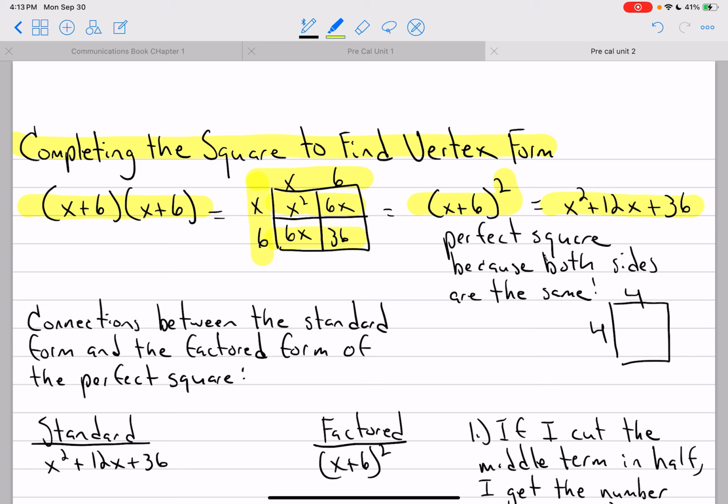This is all building from the area model. This is all stuff that you know, so you're just going to get it down. And again, this is called a perfect square because both sides are the same. Just like if I drew a regular picture of a square, if this side is 4 and this side is 4, that means this whole thing is a perfect square. So go ahead and get that down.